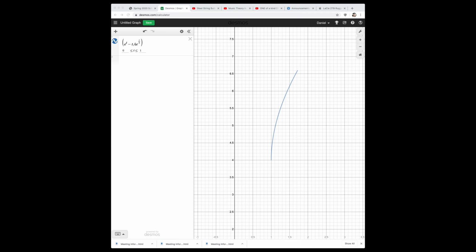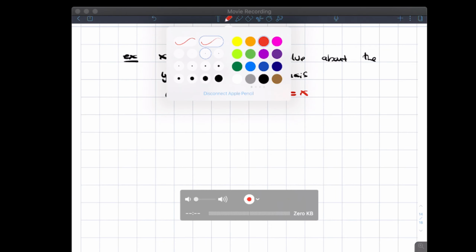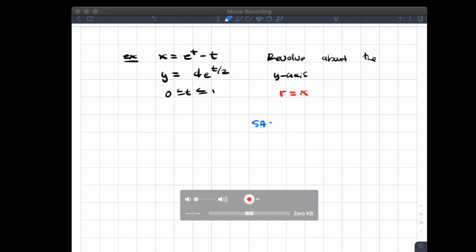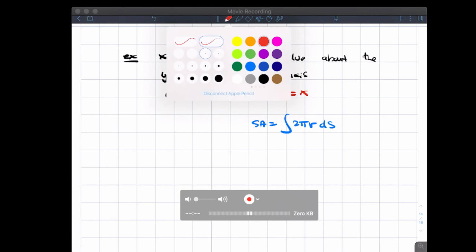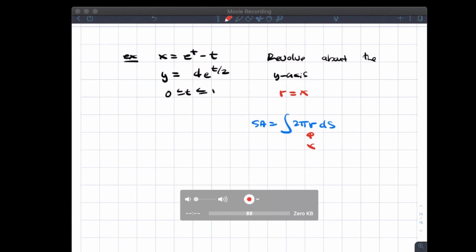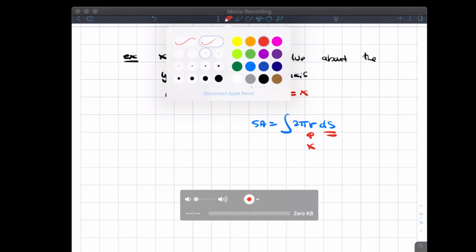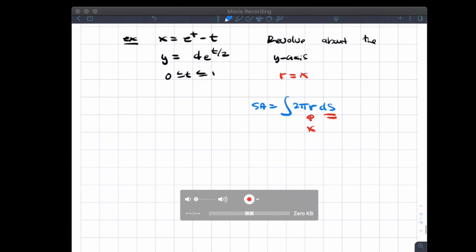And notice the radius now here will be, if it's surface area, radius will be actually the x value. Okay, you're going to get a horizontal radius. Surface area, integral, 2 pi r ds. We know the radius is x. We just need ds. You say, well, how do you get ds? We have to differentiate.